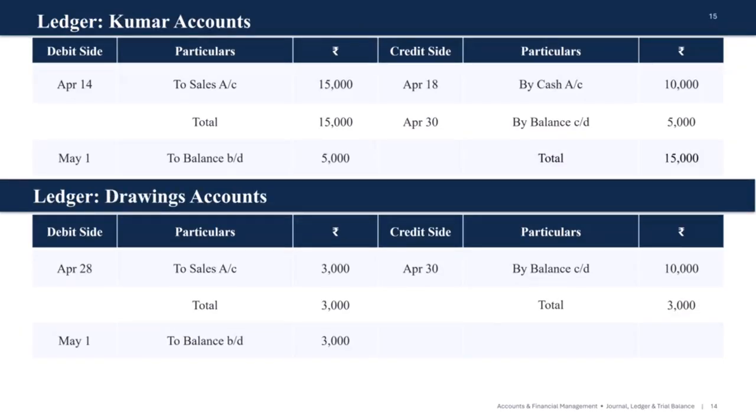This slide shows the Kumar account and drawings account. The Kumar account records the credit sale made to Kumar and the cash received from him, whereas the drawings account records the money withdrawn by the owner for personal use. Both accounts are balanced correctly.